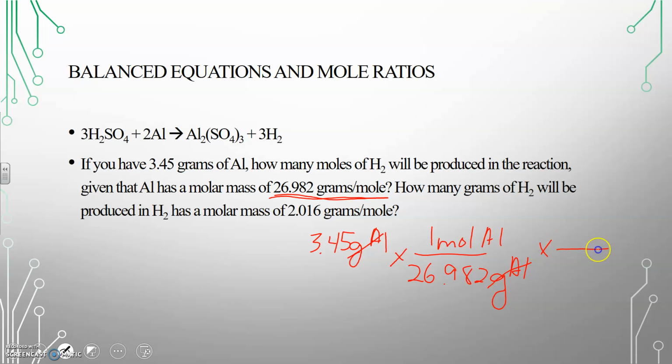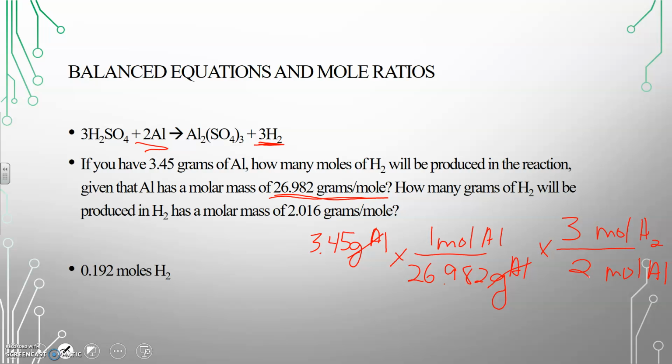So now we need to figure out the number of moles of H2. So we're going to moles of H2, so that's going to go on top. And then we need moles of aluminum on the bottom. So we've got moles of hydrogen right here. That'll be a 3. Moles of aluminum right here. That'll be a 2. So you've got 3.45 divided by your molar mass, which is 26.982. And then you're going to multiply that by 3 and divide it by 2. So you end up with 0.192 moles of hydrogen. So that's your first answer.